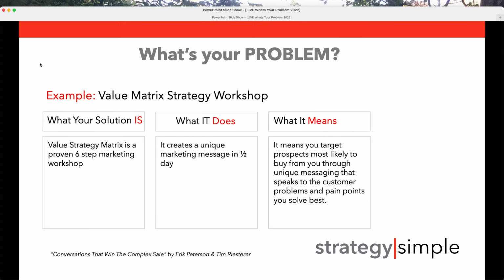A little bit of a pitch fest now. Let's go for the value matrix strategy and what the workshop is. The solution is, it's a workshop with a proven 6-step marketing workshop, right? Okay. What it does, it creates a unique marketing message in half a day. Very cool. What it means is your target prospects are most likely to buy from you through unique messaging that speaks to the customer problems and pain points that you solve best. Oh, so it means you're going to be able to have a clear message that differentiates you from your competitors. Huh, that's interesting. So that's the whole concept, right?